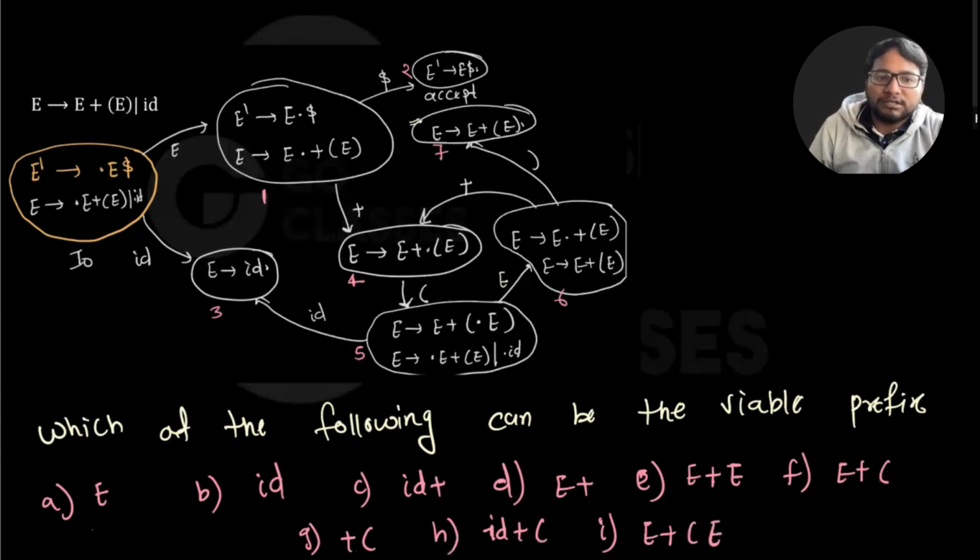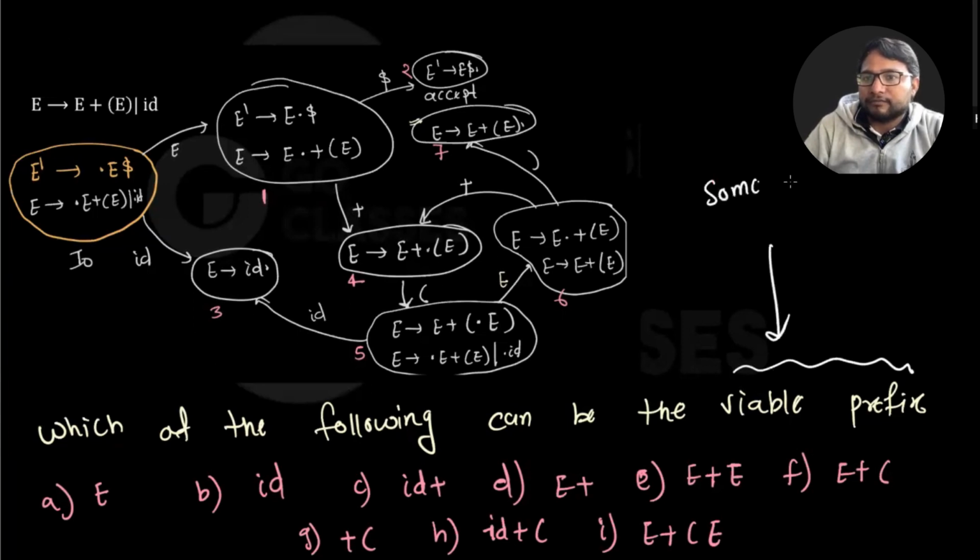So what are the answers? Which of the following can be the viable prefix? What is this viable prefix? Something that can be the content of the stack, right? So can E be the content of the stack? Viable prefix means something that can be the content of a stack.